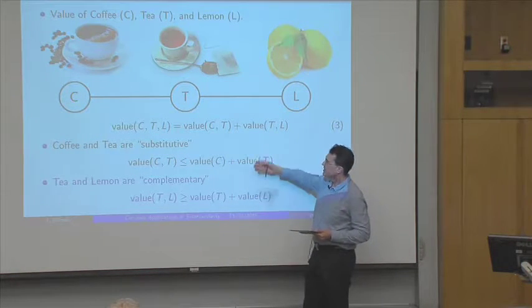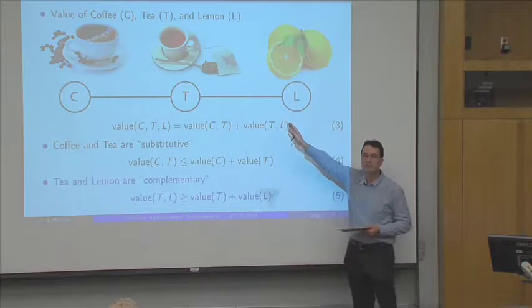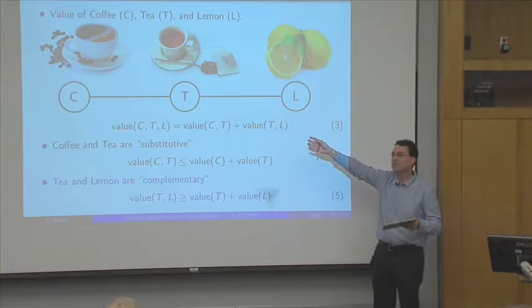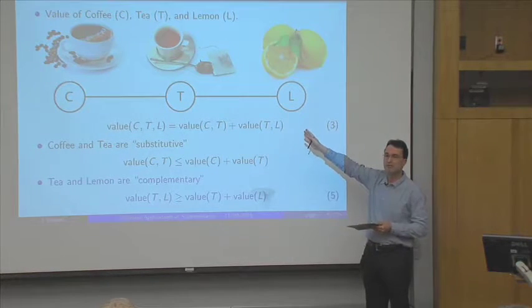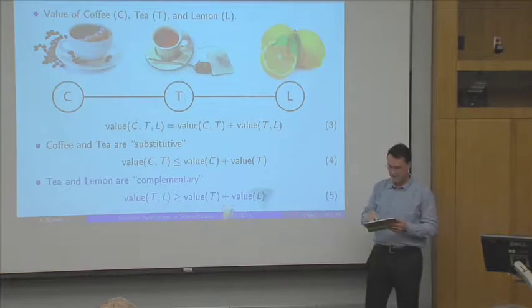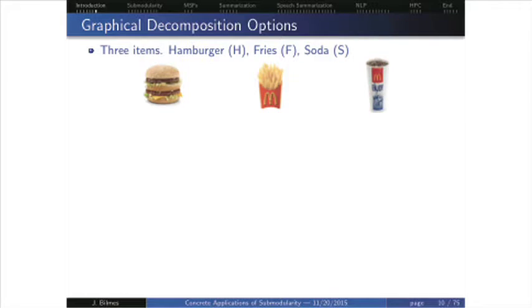Now this type of property, the substitutive property of coffee and tea versus the complementarity property of tea and lemon, is not at all expressed by this graph. So it seems like it's a property that perhaps is fundamental, and I'm going to argue is fundamental, that's not at all captured by the graph, and so the graph is not really doing all that it ideally should be doing for us.